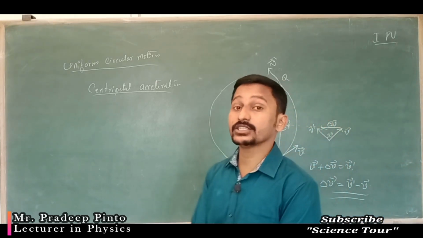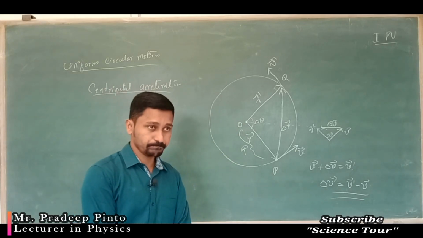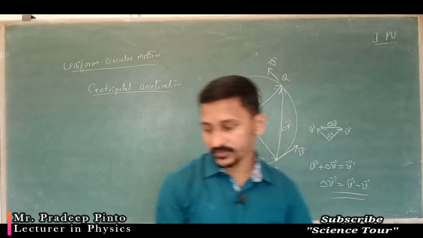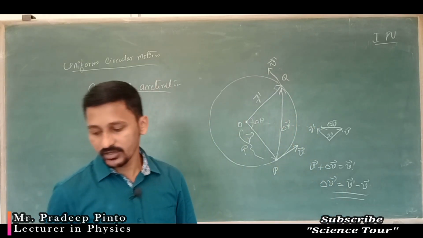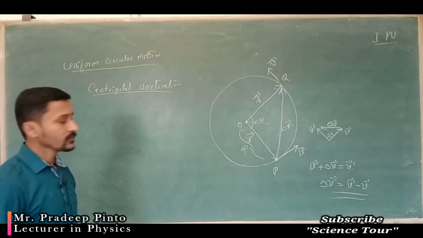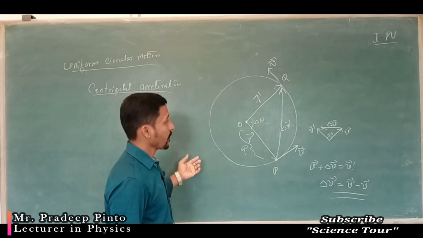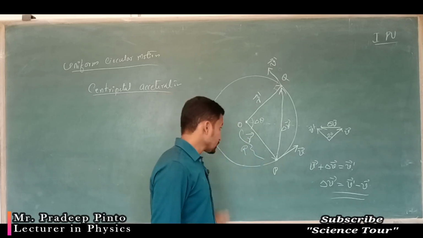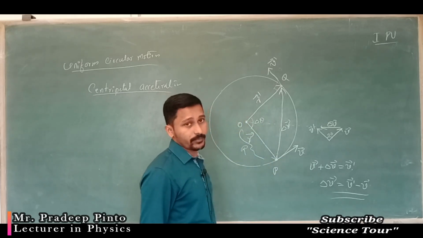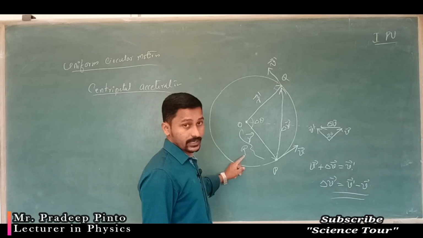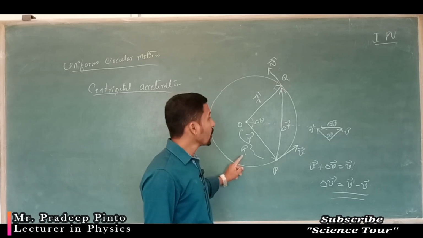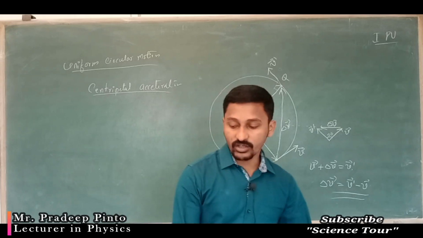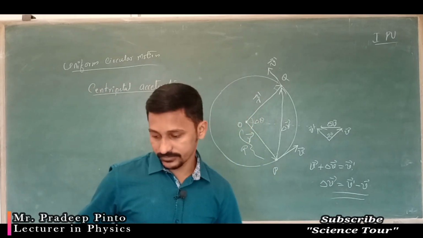Now what is the magnitude of centripetal acceleration? The direction is towards the center. That we have to understand and write down. So consider an object which is moving in a circular path with radius capital R, moving with a constant speed as shown in the figure.